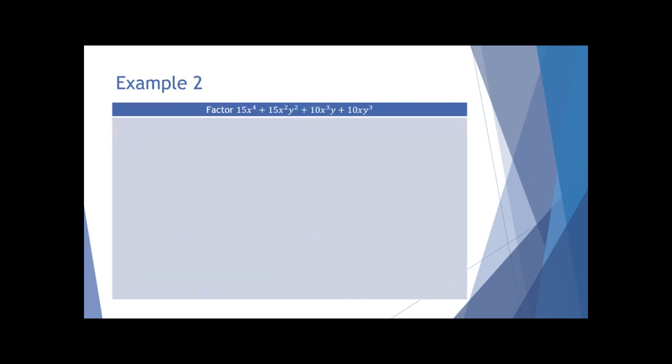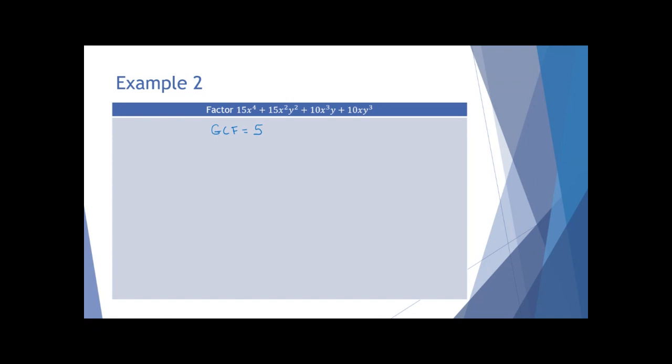Okay. So example 2, this is another one with 4 terms, so we have to do this by grouping. This one, we have a greatest common factor that we can take out first. So I'm going to first look at the greatest common factor out of 4 of these terms. So out of my coefficients, I have 15 and 10. And the largest number I can divide out of both of those is 5. That's something that I can do relatively easily mentally. So 5 I can divide out of both.